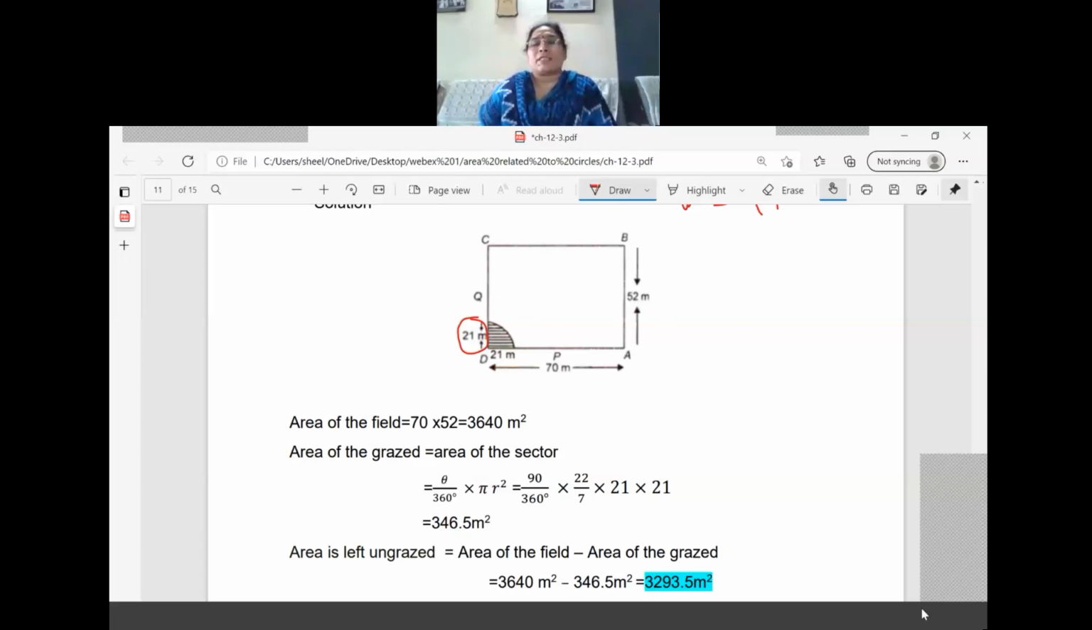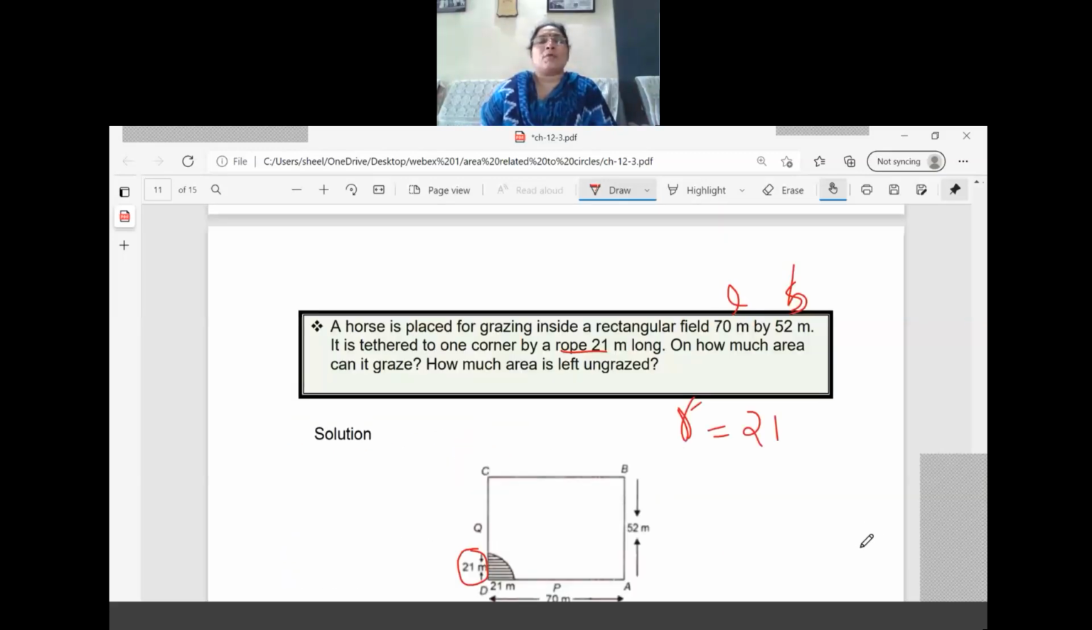Area left ungrazed means that is the unshaded portion in the diagram. Unshaded portion, how can we calculate? Area of the field minus area of the grazed. So it is equal to 3640 meter square minus 346.5 meter square. Final answer is 3293.5 meter square.